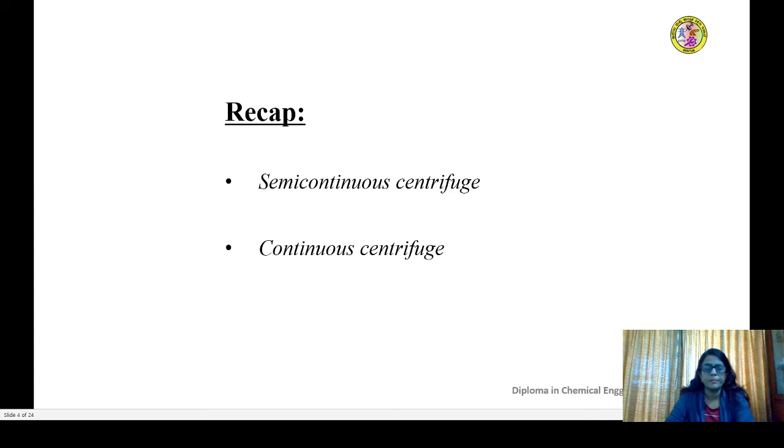This is a recap of the previous session. Here we learned about the different types of centrifuges. If you go back and recall, we learned how the semi-continuous centrifuge is designed and operated to separate the solids from a slurry. Then we learned the various designs of continuous centrifuge machines, the Bird continuous centrifuge, and the vertical solid bowl continuous centrifuge. Then we also learned the disc type of centrifuge, how it is constructed and operated, and the specific applications of each equipment.